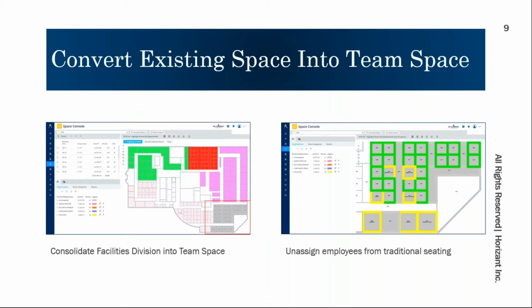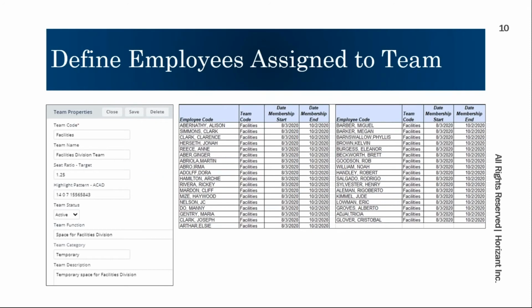And so we identify the space that would be assigned to the facilities division and the team that we're going to set up to do this. We essentially empty it out of any permanent assignments, and we put people in those places. So in essence, we create a series of vacant workstations and offices. Once we've identified those spaces and assigned them to the team area, and a space can only belong to one team at a time, the next thing we want to do is identify the people that will be a part of this team.